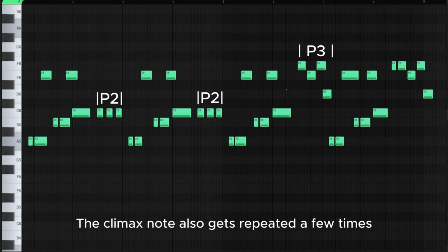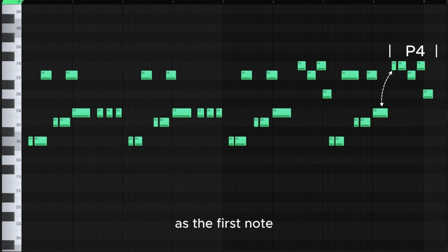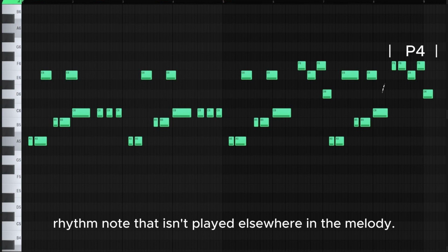The climax note also gets repeated a few times, and again gets to elicit an emotional response by disrupting expectations as the first note. Also a leap note of the final response P4 is an additional rhythm note that isn't played elsewhere in the melody.